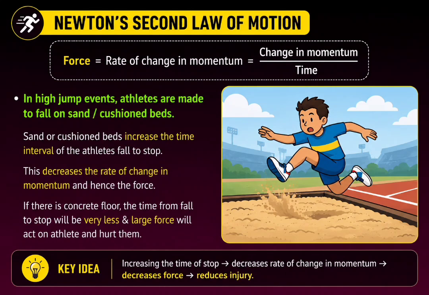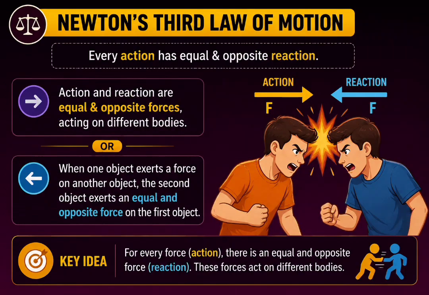Now, we will learn Newton's third law of motion. This law says every action has an equal and opposite reaction. It means whenever one object applies a force on another object, the second object also applies an equal force in the opposite direction. For example, when two objects push each other, both objects experience forces in opposite directions.